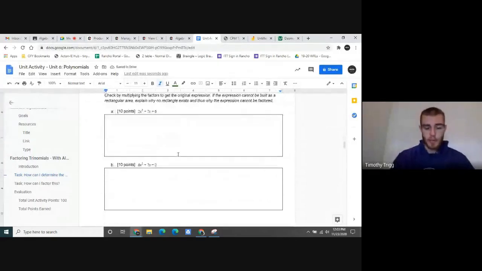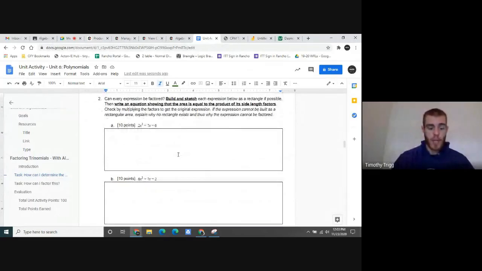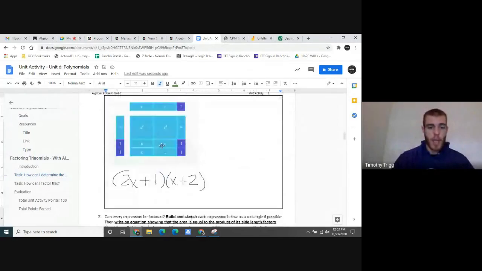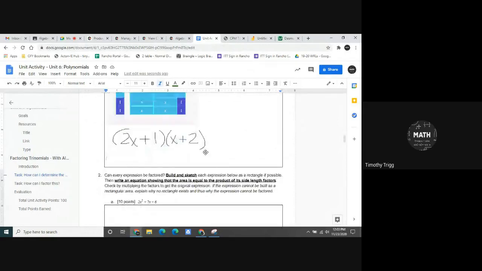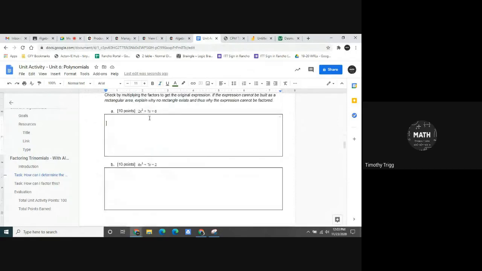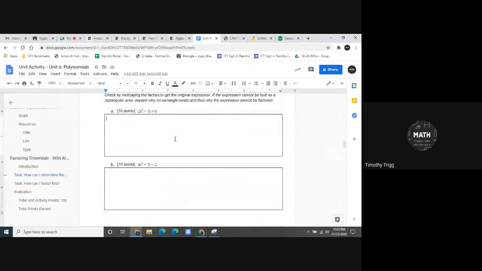So that's essentially what we're going to be doing. We're going to be building these rectangles and then figuring out what the factors are along the sides that give us this rectangle as a product. So let's do another one together. So we'll do a couple of them together, and then I'm going to ask you to do a couple of them on your own as well. So let's go ahead and work on this first one together.